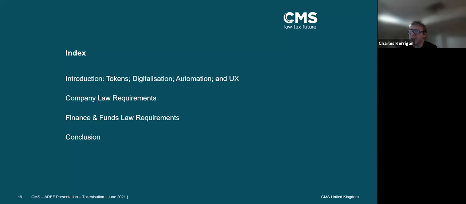And the first thing to indicate is, what are these tokens that we're describing? This is connected to digitalization and automation. I think we get to it in the Q&A, but one of the things to bear in mind for these projects is it's not simply a case of tokenization; the starting point is actually what user experience benefits there would be for your customers. Go on to company law requirements and the finance and fund law requirements and reach a conclusion. So next slide, please.